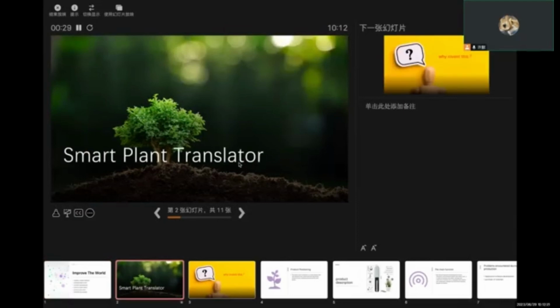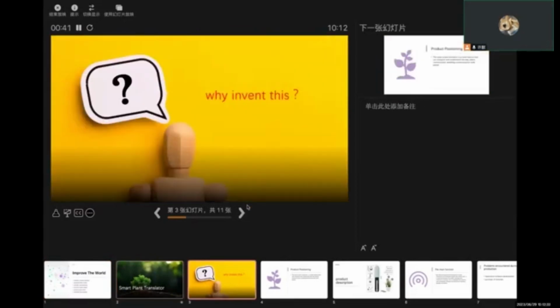So what I want to show you is our invention, the Smart Plant Translator. Let's invite the first one to share with us why we wanted to invent this.